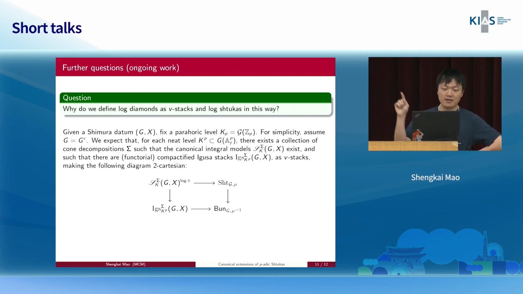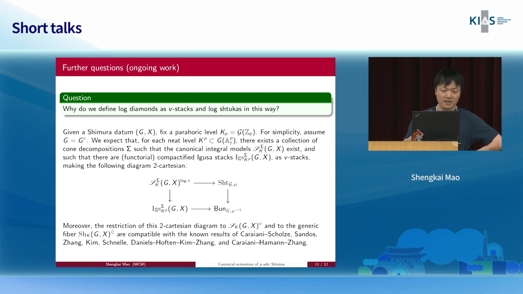So in this diagram, the left upper corner is the log diamond we defined here, which is defined as a v-stack. So we do not increase the site, but we enlarge the sheaf to the v-stack. So this should be the correct one to fit in the diagram. And the restriction of this compactified Igusa diagram to the good locus or beyond should be compatible with all the known results by Caraiani, Scholze, Sankaran, Zhang, King, and Chen, Daniels, Hamann, King, Zhang, and Caraiani, Hamann, Zhang.